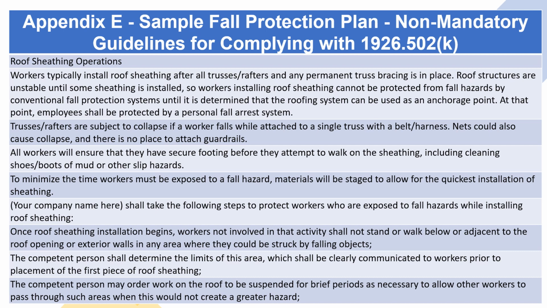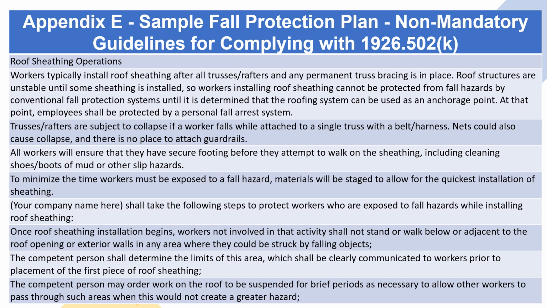Trusses/rafters are subject to collapse if a worker falls while attached to a single truss with a belt/harness. Nets could also cause collapse, and there is no place to attach guardrails. All workers will ensure that they have secure footing before they attempt to walk on the sheathing, including cleaning shoes/boots of mud or other slip hazards. To minimize the time workers must be exposed to a fall hazard, materials will be staged to allow for the quickest installation of sheathing. Your company name here shall take the following steps to protect workers who are exposed to fall hazards while installing roof sheathing.